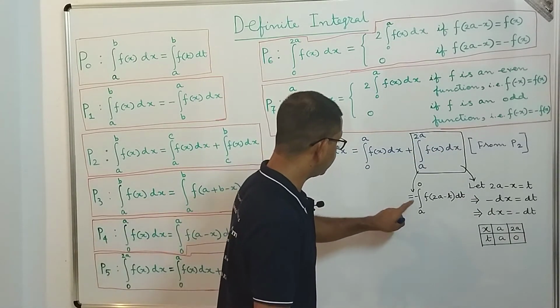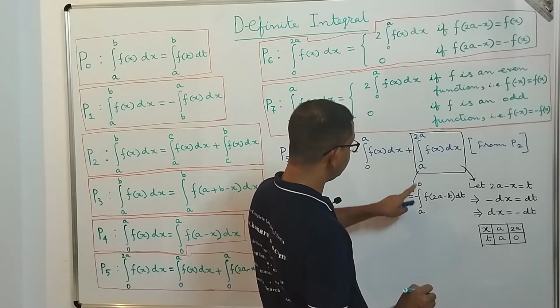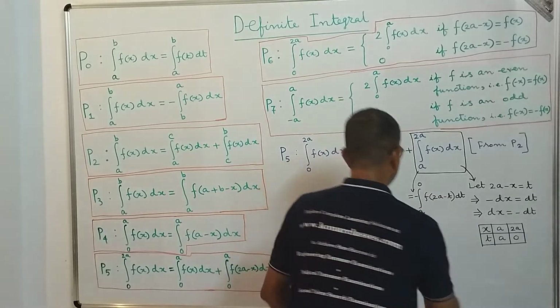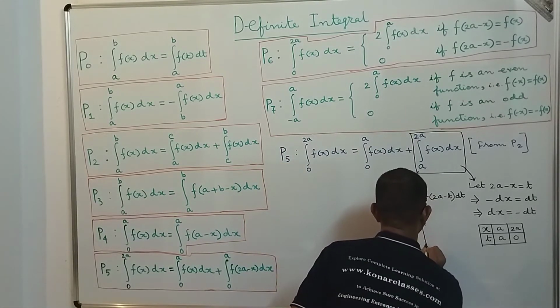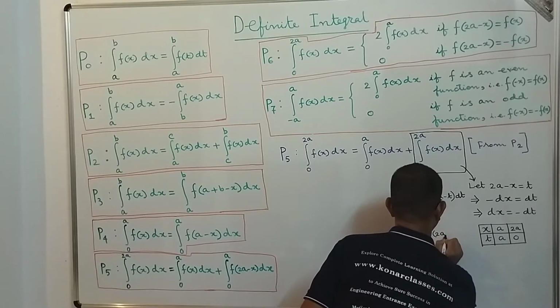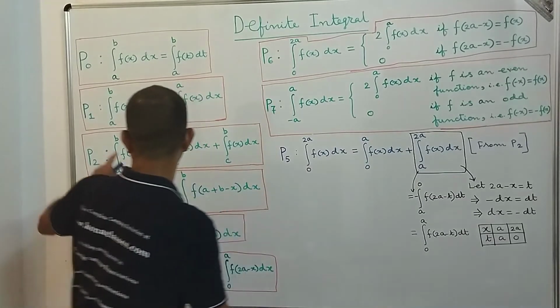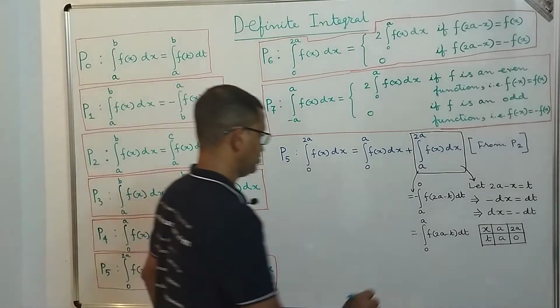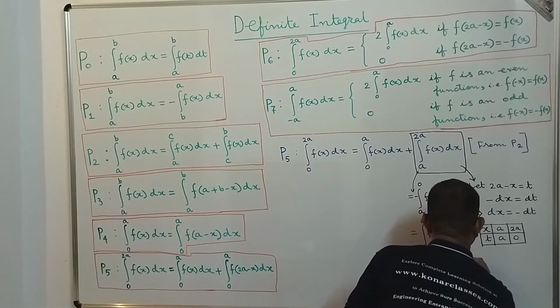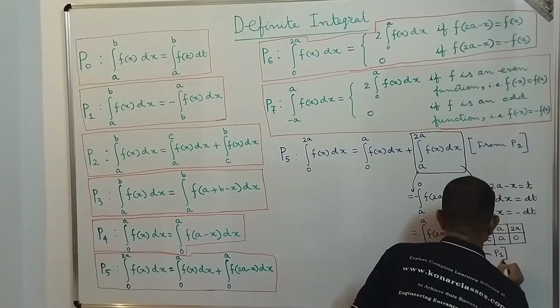Then what can we write, dear students? This is equal to minus the integral a to 0 of f of 2a minus t dt, which is equal to the integral 0 to a of f of 2a minus t dt, and that we are getting from property P1, correct? So in brackets we can write, from property P1.